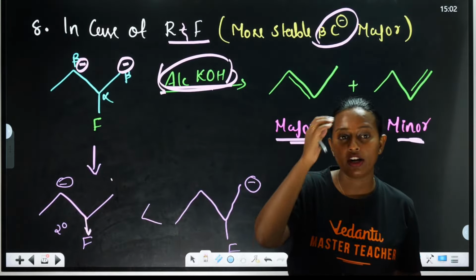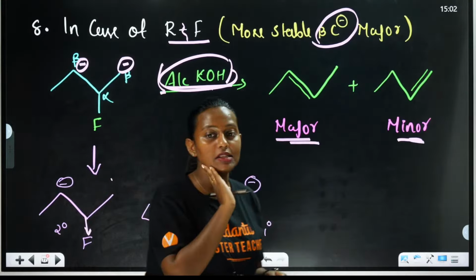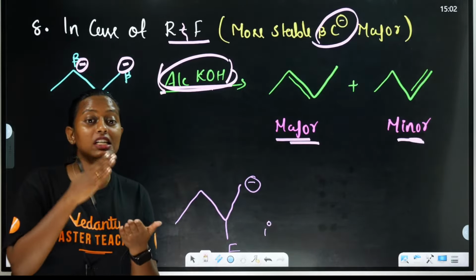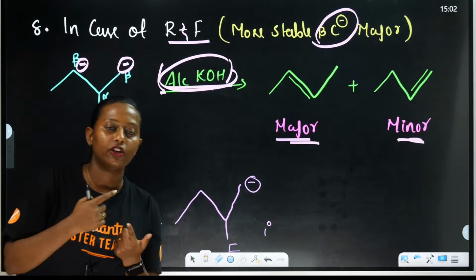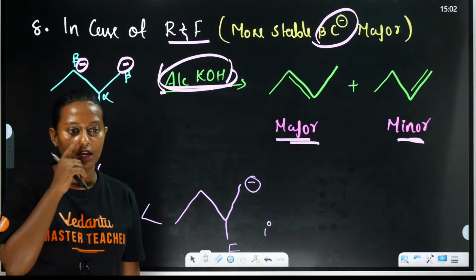What is the stability order of carbanion? Just tell me in the chat box. Primary, secondary or tertiary? Tertiary, secondary or primary?